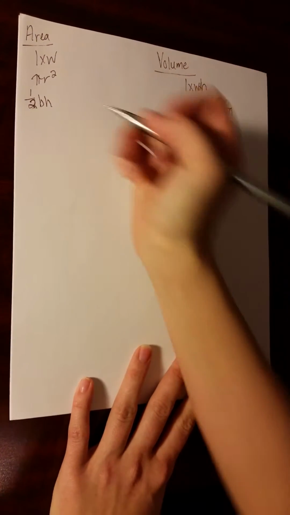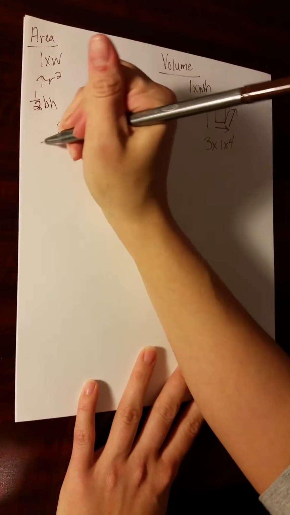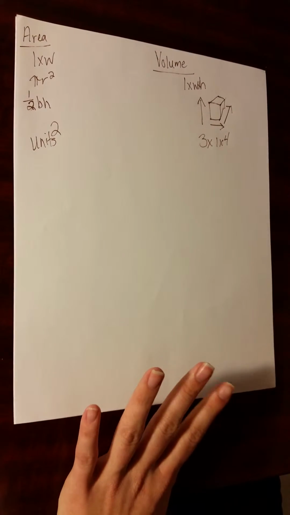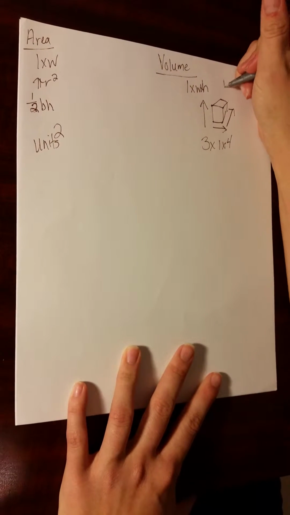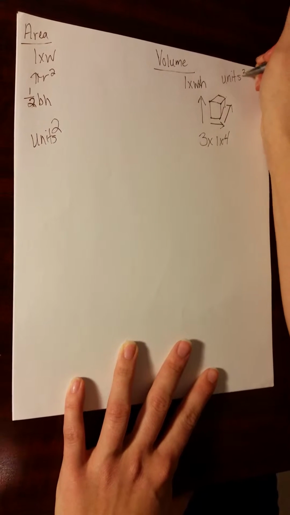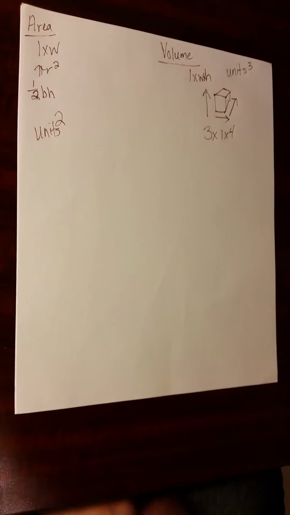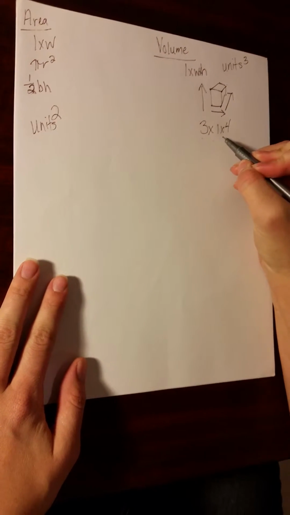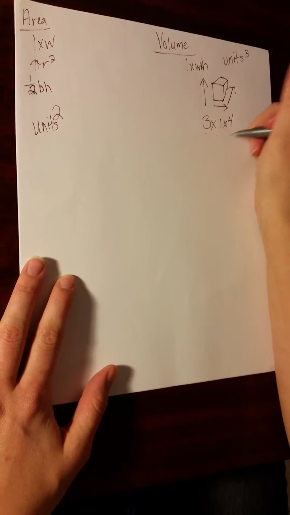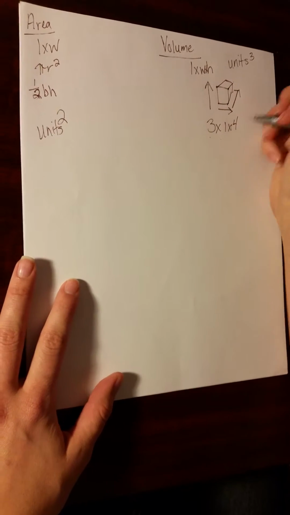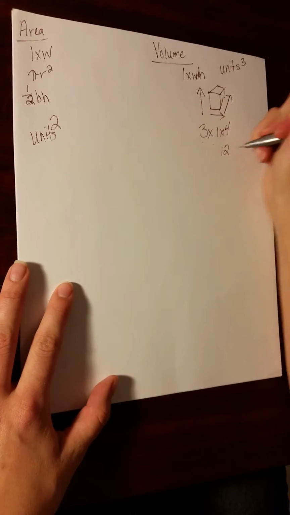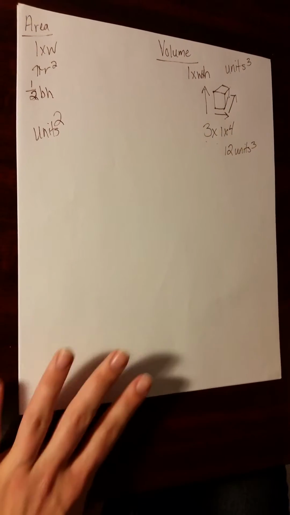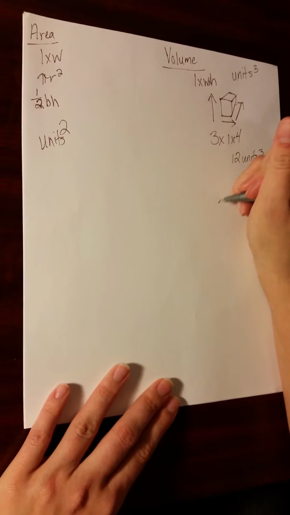Now, for area, we always have squared units because there's 2 dimensions. For this one, because we have 3 dimensions, we're going to have units cubed. This can be centimeters or inches. It doesn't matter. It just has to be cubed. Now, 3 times 1 times 4. I don't have a real measurement there as far as inches or anything, so I'm going to say it's 12 units cubed.